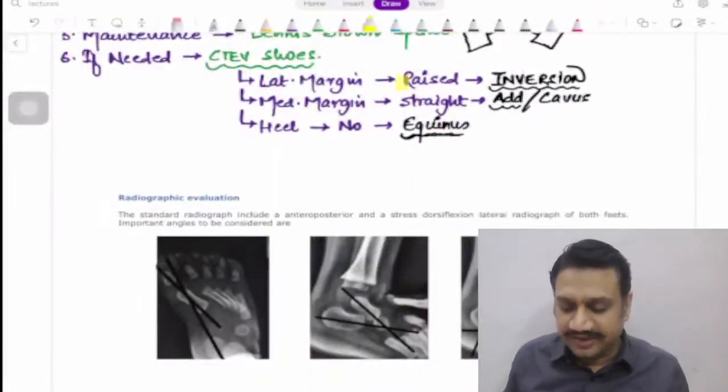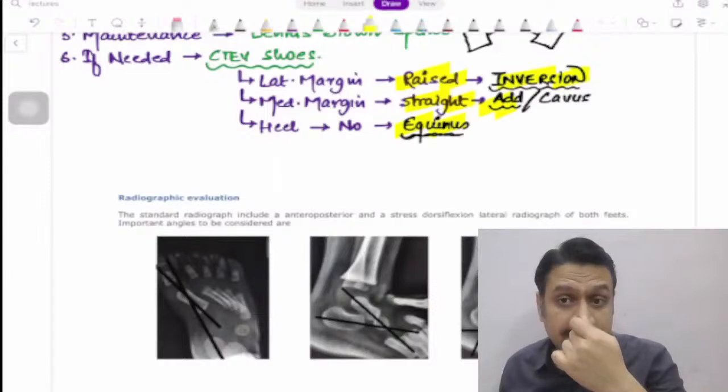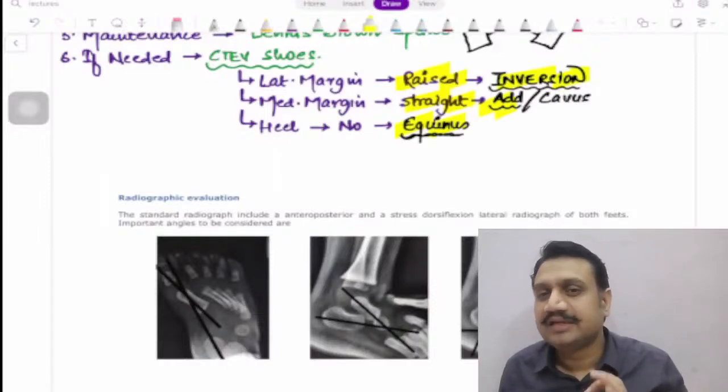Lateral margin is raised to counter the inversion part. Medial margin is straight to counter the adduction part. Heel is not there to counter the equinus part. Right? These are the deformities of CTEV and their relevances. So please remember these relevances.